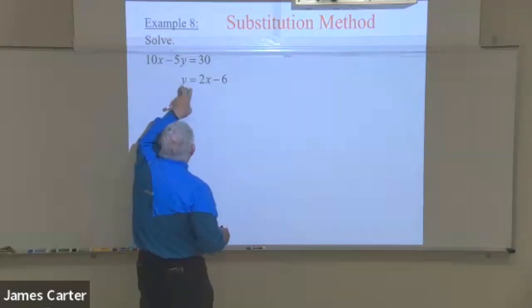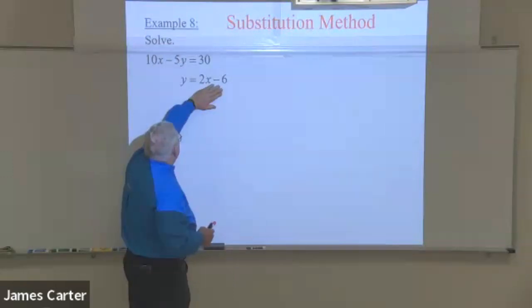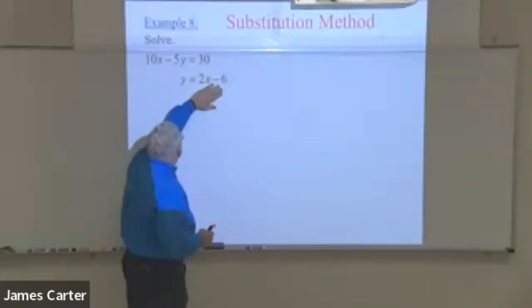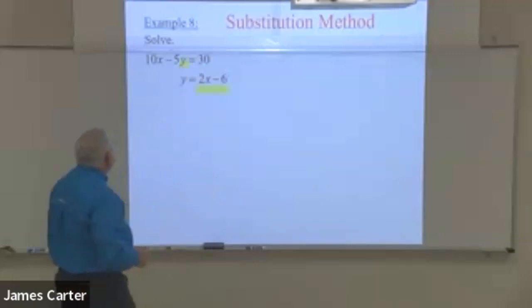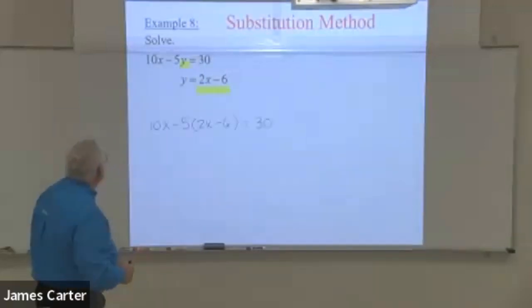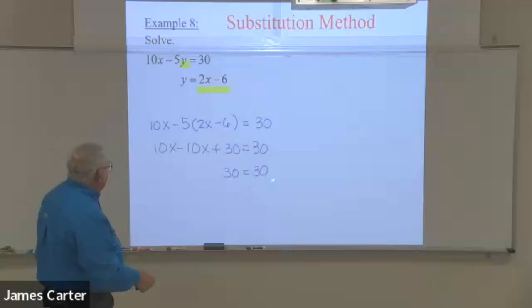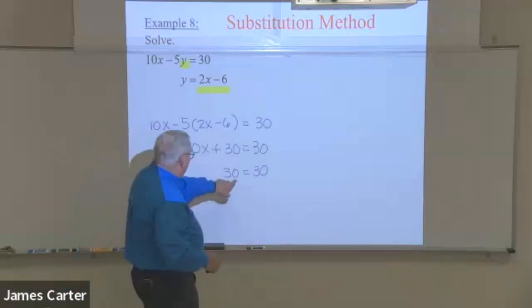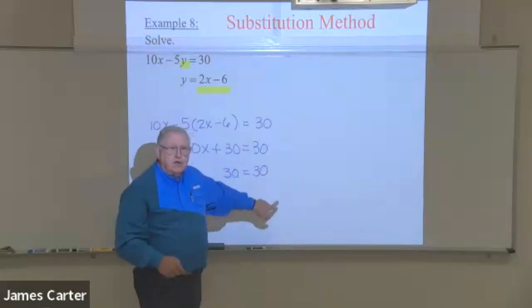Once again, we already have an isolated value, so this will be our substitution value. Where are we going to put it? We're going to put it right in the other equation. Do the substitution. We simplify. And we got another one. Before we got a 0 equals 0. Now we have a 30 equals 30.